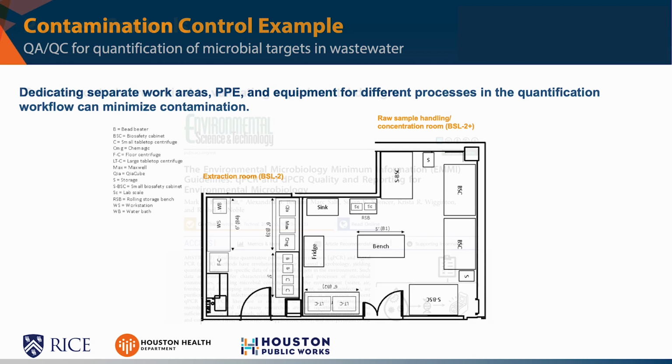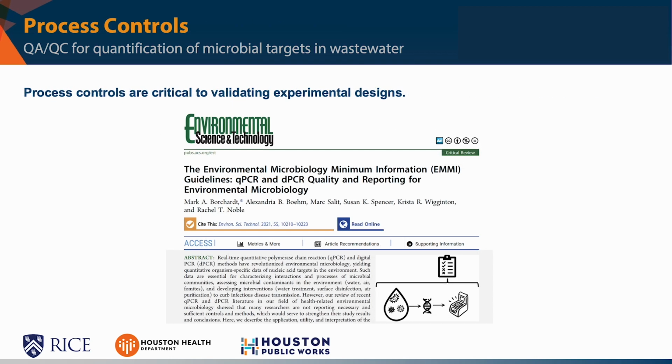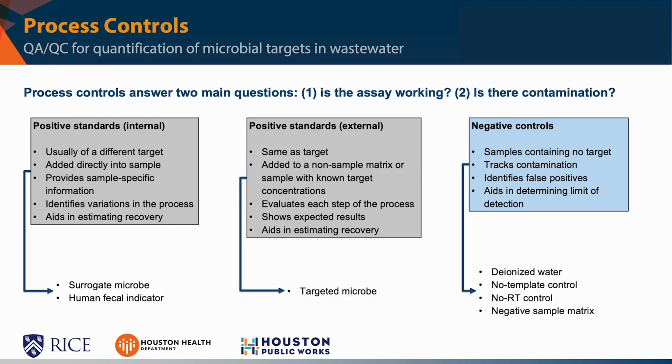For this next part of the module, I'll be discussing positive and negative process controls. Much of the information I'm going to share is based on the detailed recommendations found in the EMMI guidelines paper shown here. Process controls are critical to validating experimental designs and answer 2 main questions. Is the assay working, and is there contamination?